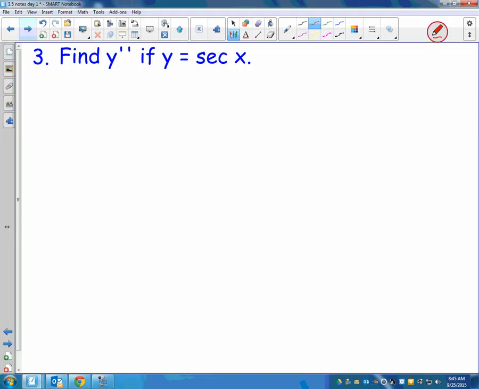So, derivative is y prime. Remember that y double prime means just do the derivative twice. We talked about last week that if you take the derivative of a polynomial function, it always goes to 0. For a trig function, it's never going to go to 0. Use the product rule. So, using our rule, what did we just say the derivative of secant was? Secant x tangent x.